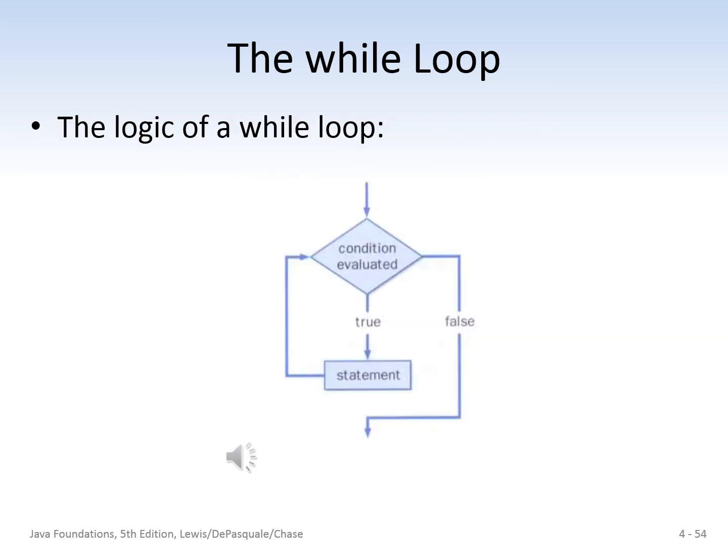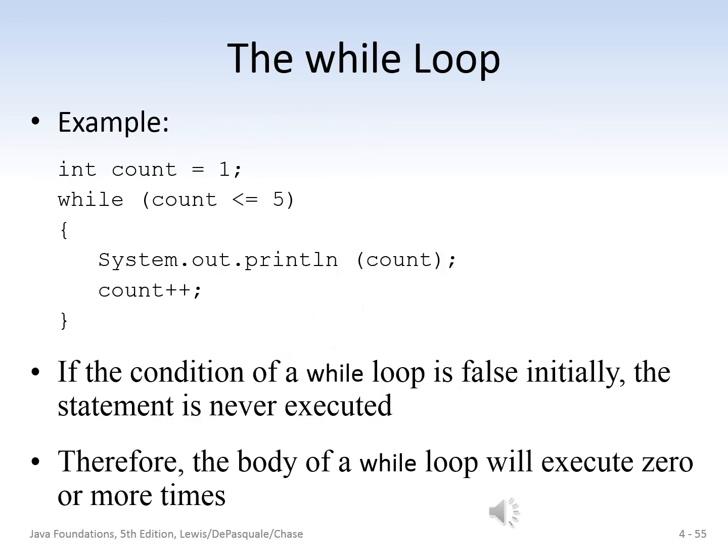This diagram shows the flow of control for the while loop. Here's a sample while loop. If the condition of the while loop is false the first time it's evaluated, the statement or block of statements is never executed. This is the same as it was in the prerequisite course.